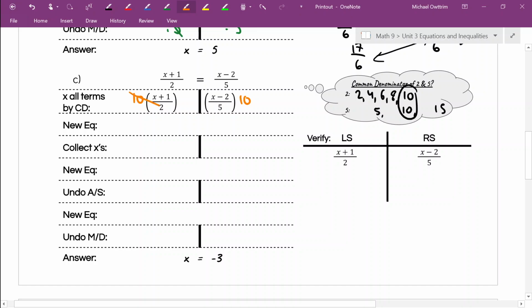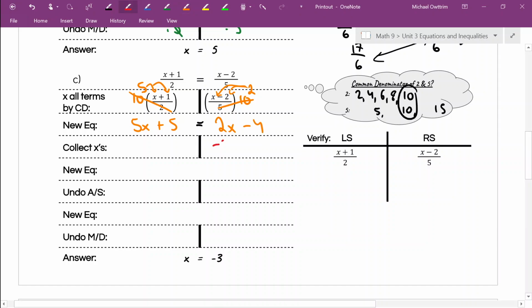Now, on the left side, 10 divided by 2 gives me a 5. This 5 is still being multiplied by my brackets. So I want to make sure that I'm going ahead and expanding that 5 into my brackets. And that gives me the new equation, 5 times x is 5x, and 5 times positive 1 is 5. On the other side, my 10 simplifies with my 5 to give me 2. Again, I want to distribute that 2 into my brackets. So this will be 2x subtract 4, 2 times 2.